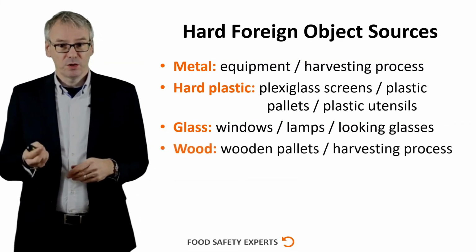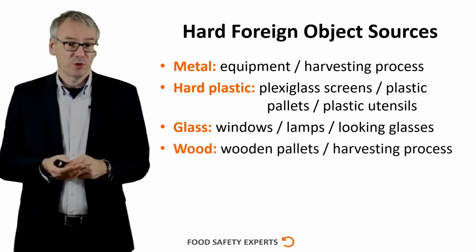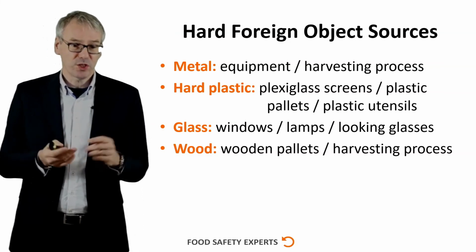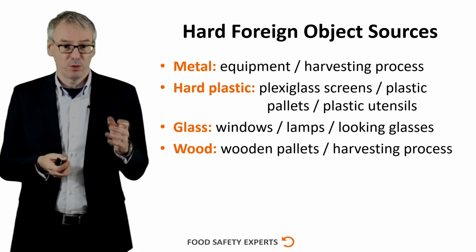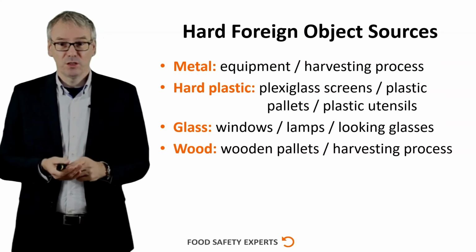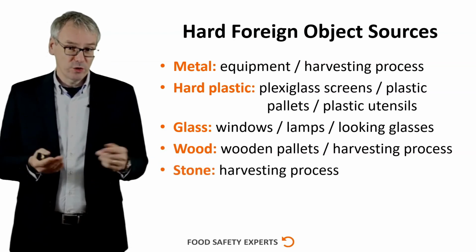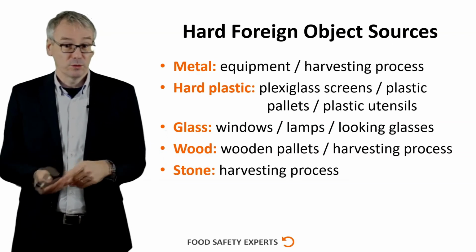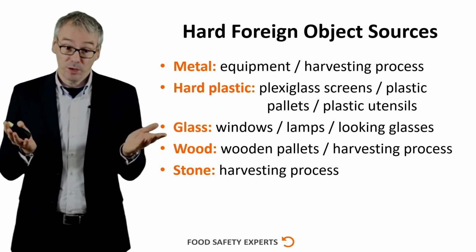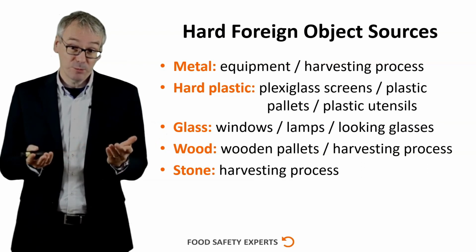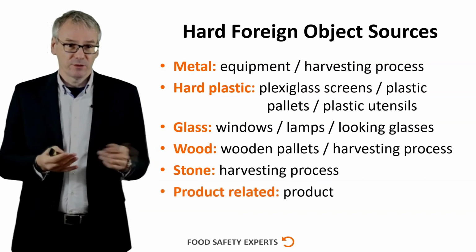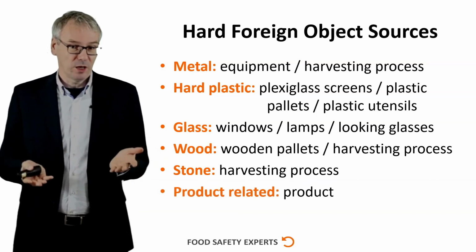We also see a lot of wood in our factories. We use wooden pallets, and again the harvesting process or the product itself, like stems from apples and so on, can be seen as a foreign object. Stones are usually introduced through the harvesting process. There should not be a source of stone in your factory usually, unless you're reconstructing something, it might still happen. And of course we have the product related hard foreign objects, and of course they come in with your product.